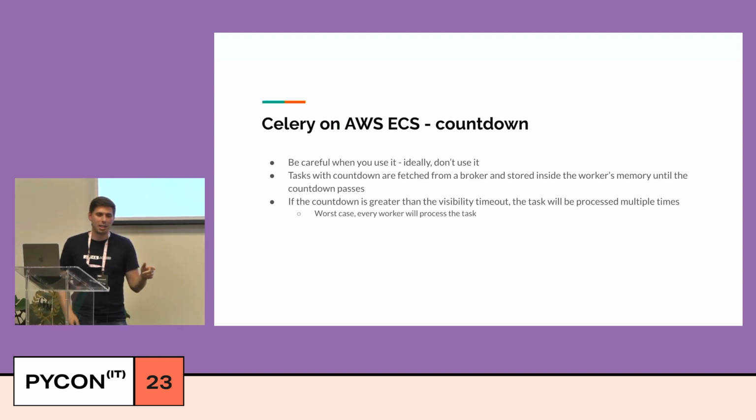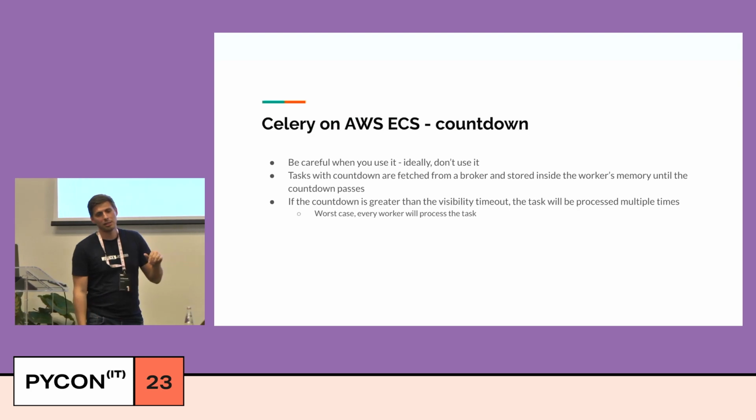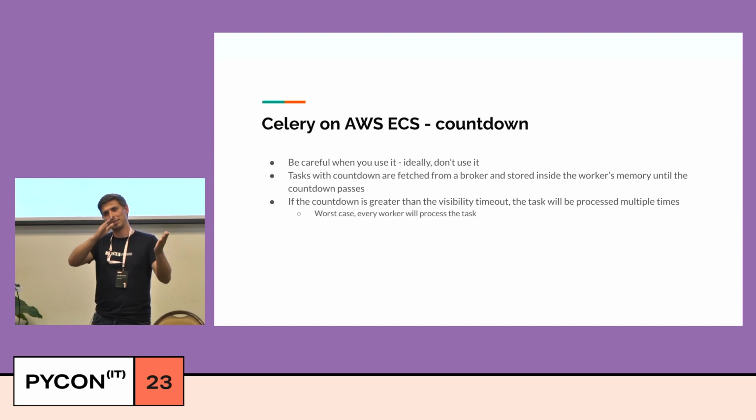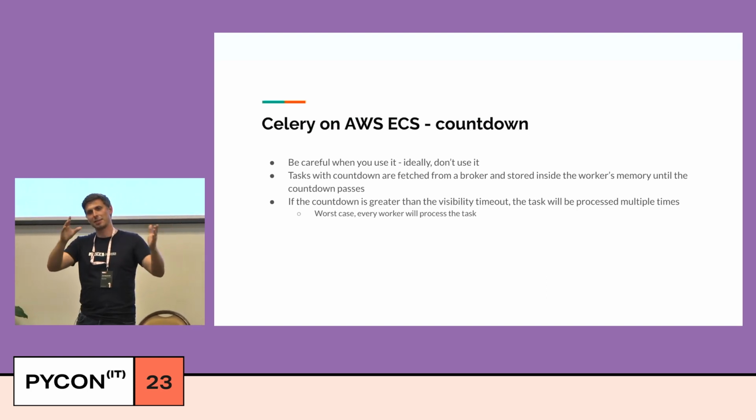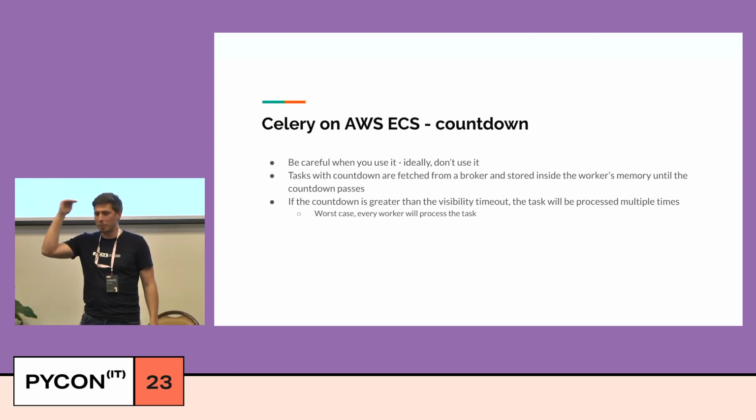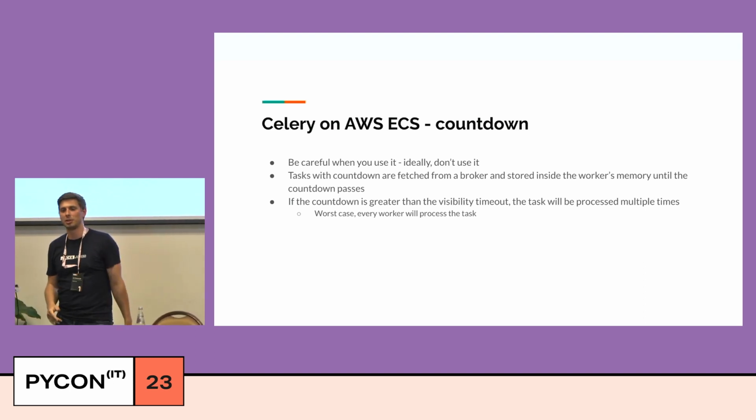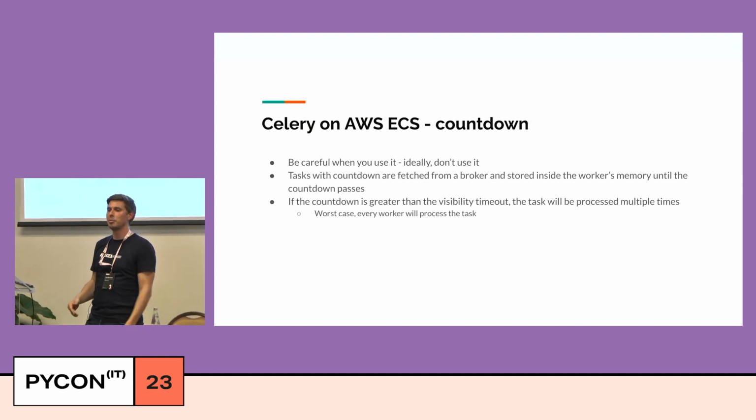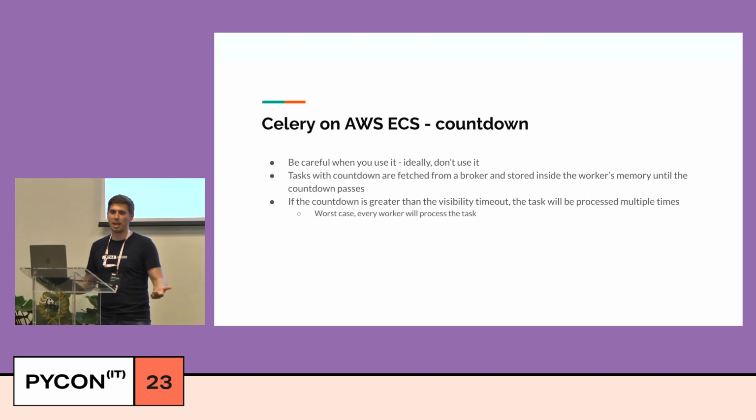And also, be careful why. Because if the countdown is greater than visibility timeout, what might happen? Obviously, a countdown task message is picked up. It's stored in the memory of the worker. It's there for 2 hours. Visibility timeout is 1 hour. Another worker will pick up the same message, and you'll have duplicated processing once again. So in the worst case, if countdown is, I don't know, like 12 hours, you might end up in a state where every worker will process your task. So do you want to do that? Obviously not.